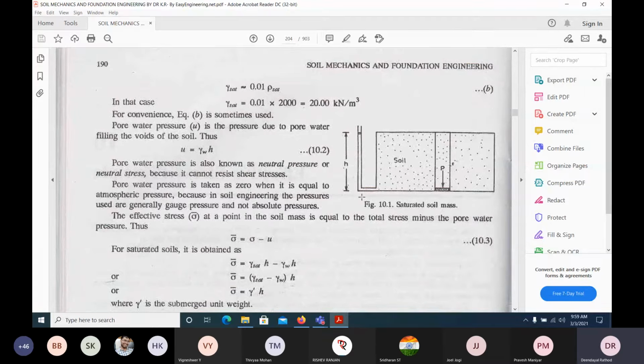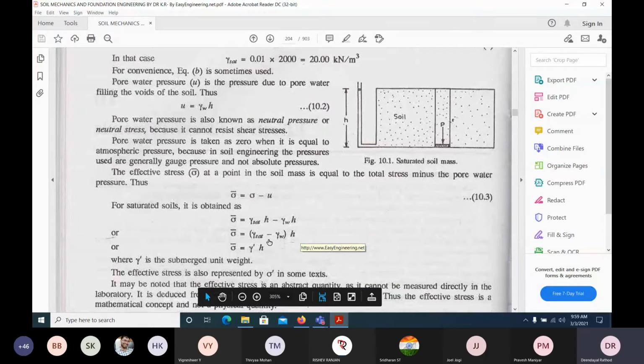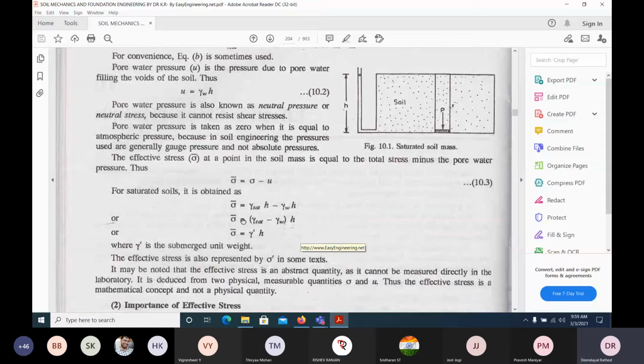So this particular term is very important. The effective stress can be written as gamma saturation times H minus gamma W, the unit weight of water only, times H. So it can be written as gamma saturation minus gamma W, times H. This is equal to gamma dash times H, the submerged unit weight. You got it, right?